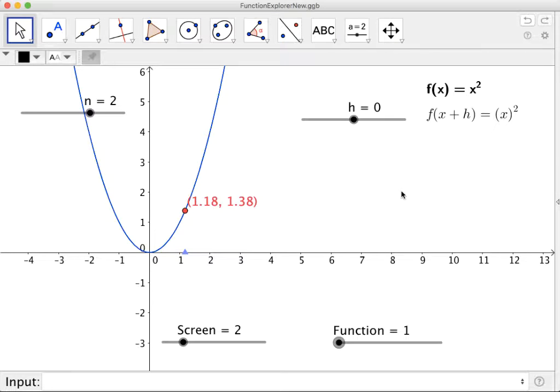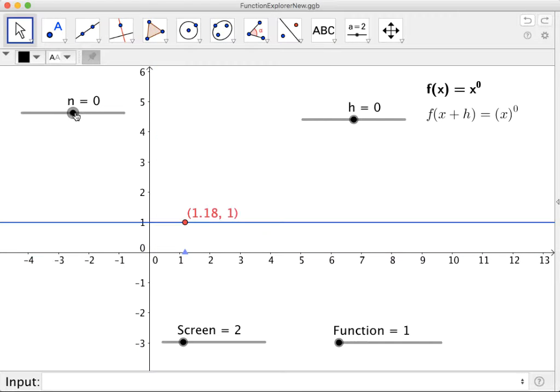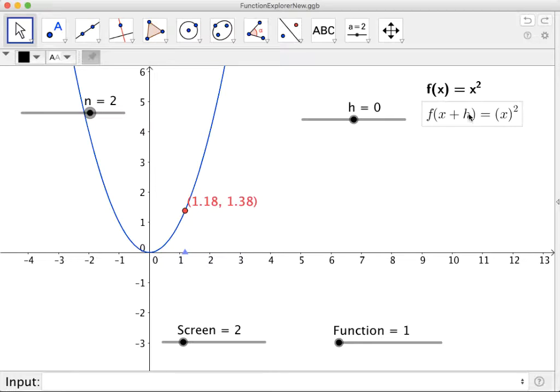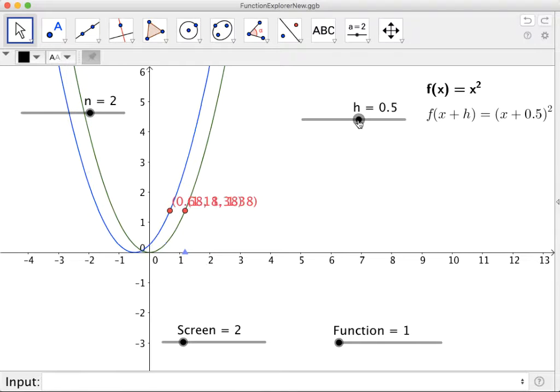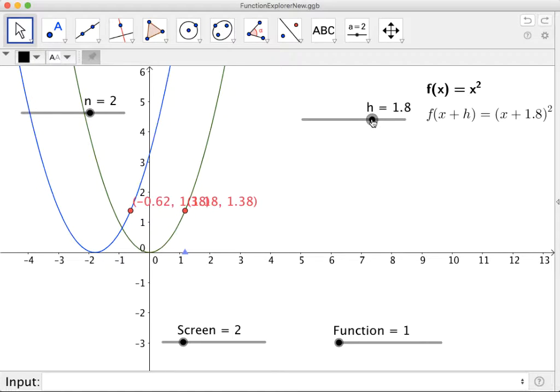So now let's take a look at the effects of some of the kinds of transformations of functions that you've looked at in the past. So suppose, for example, we have the function f of x is equal to x squared, and we will say, well, what happens if we replace f of x equals x squared with f of x plus h? And it looks like something like this.